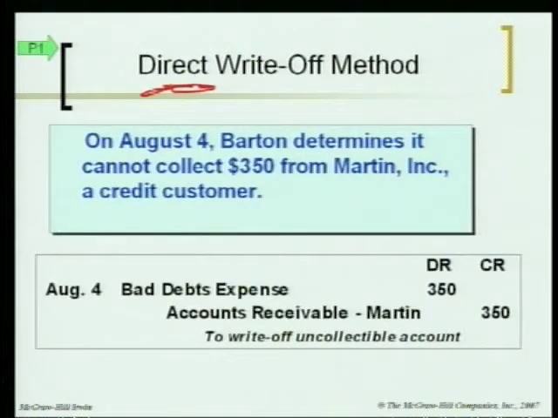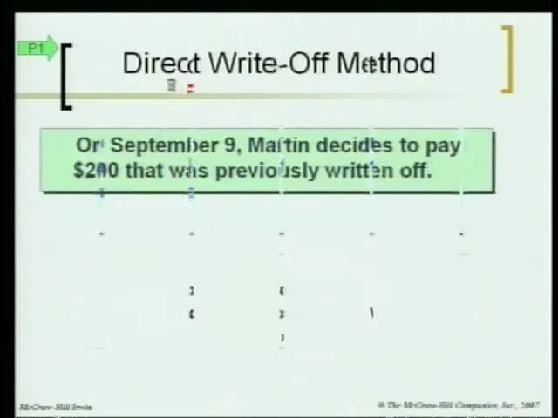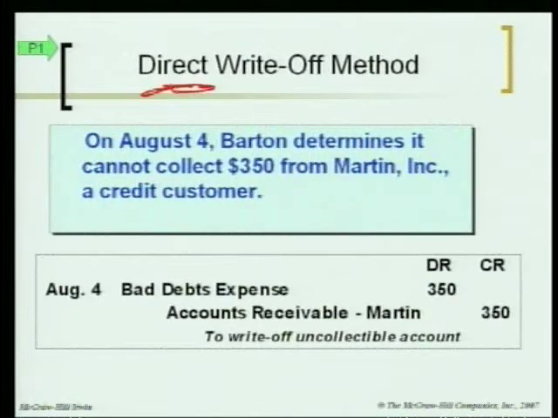Well, it's pretty easy. We debit bad debt expense, and we take the receivable off the books. You know from exercise 9.2 that whenever we debit or credit a receivable, we have to debit or credit the main control account, and we also have to debit or credit the appropriate detail subsidiary account, don't we? This is pretty easy, isn't it? On August 4th, this is what we would do. Now, there's one problem with this, and it's a big problem. We're going to talk about that in just a second.